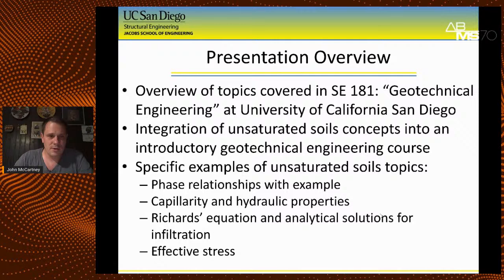A few different ways that I talk about unsaturated soils in the course are, first, talking about phase relationships. I talk about capillarity and hydraulic properties, mainly the hydraulic conductivity and soil water retention curve. I derive the full governing equation for water flow and deformation in soils, and then reduce that to different special cases in the course, one of them being Richards' equation, which is the governing equation for water flow in unsaturated soils. And then at the end, I talk about effective stress and how that can be defined in saturated, dry, and unsaturated soils, and how that can be linked with things like the shear strength and stiffness of soils.